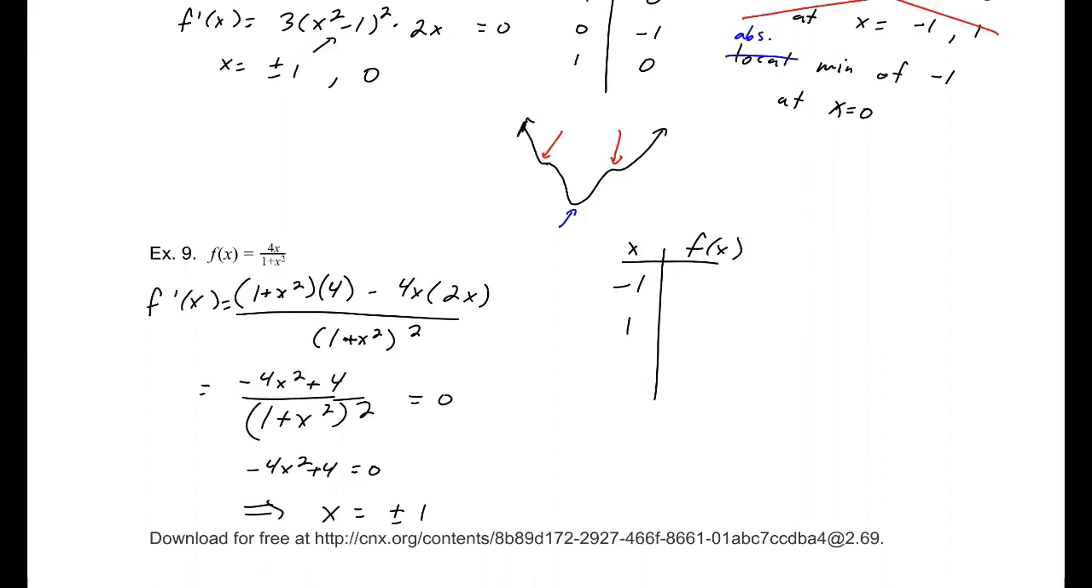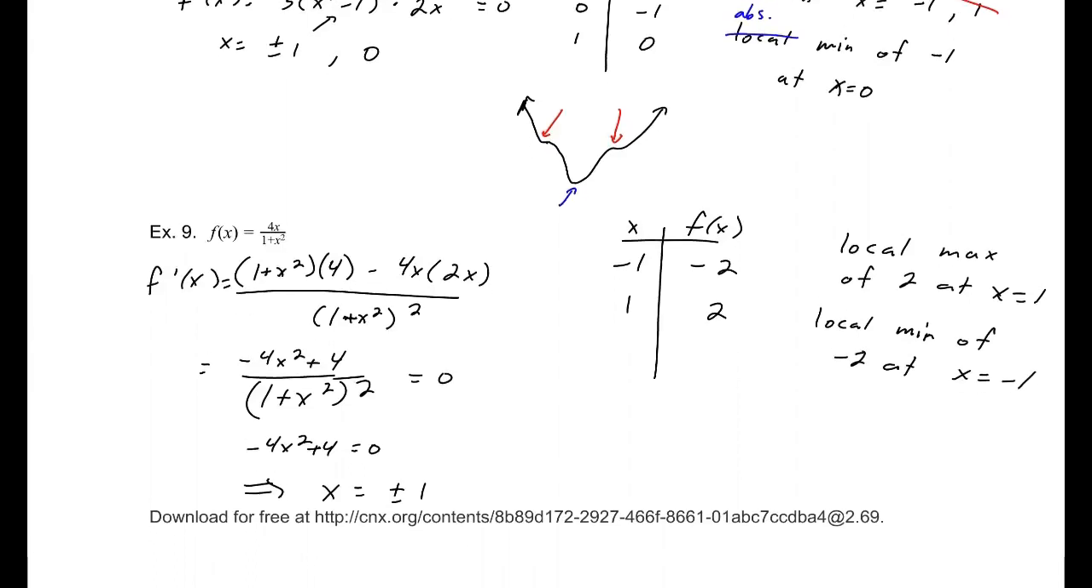All right, so 4x divided by, into the original function, 1 plus x squared. Okay. So plugging in -1, we get a value of -2. And plugging in a value of +1, we get a value of +2. So at first glance, we have a local max of 2 at x equals 1, and a local minimum of -2 at x equals -1.